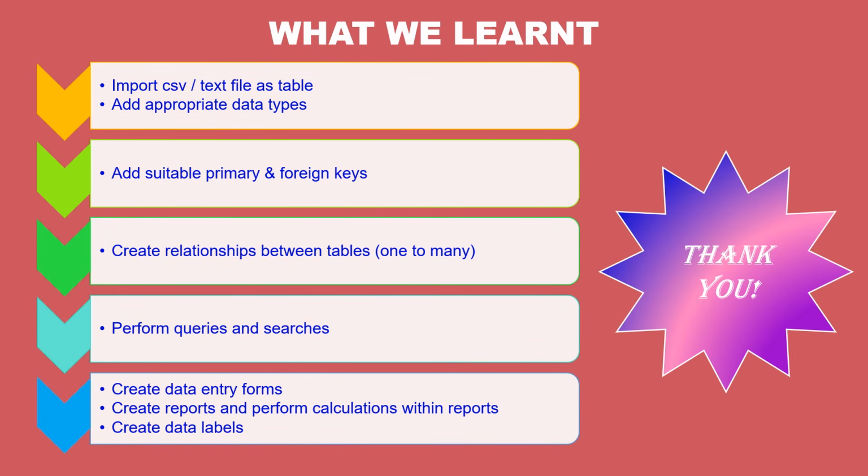So let's recap what we have learned. Initially, we learned how to import a CSV or a text file as a table and add appropriate data types. Then we added suitable primary and foreign keys. We created relationships between tables, which was specifically the one-to-many relationship. Then we performed queries and searches. And lastly, we created reports, data labels, and data entry forms. So this was a complete walkthrough of the entire IGCSE ICT MS Access databases.